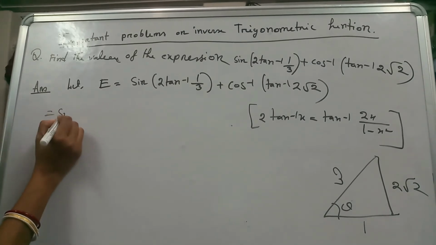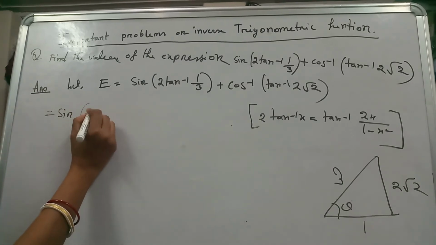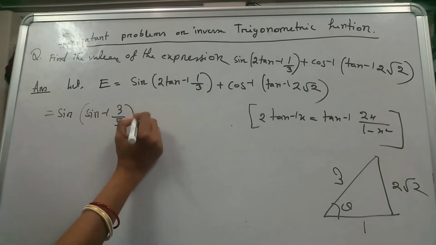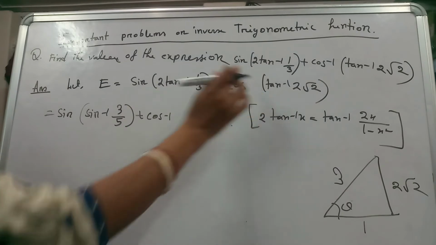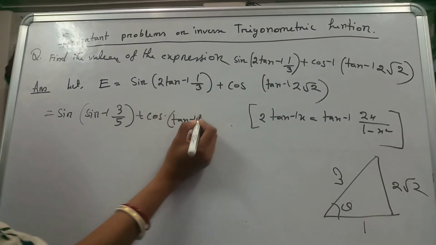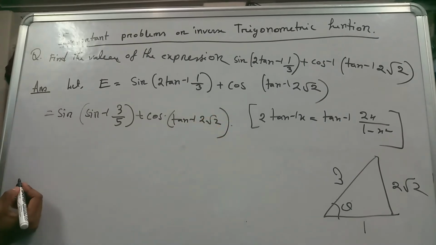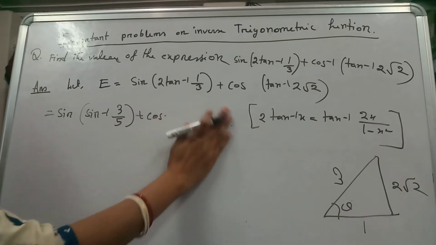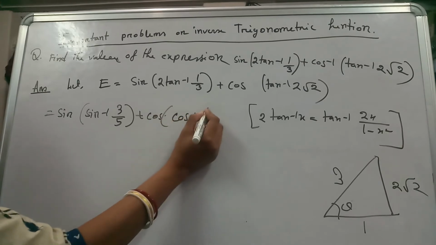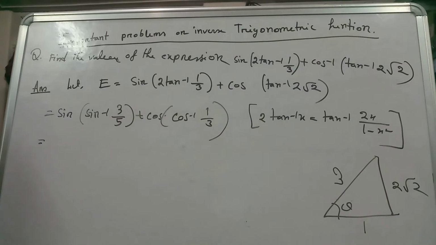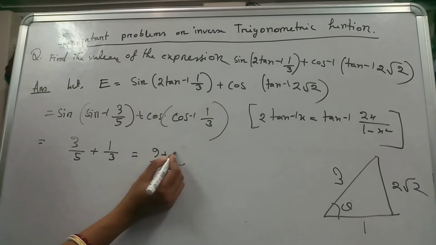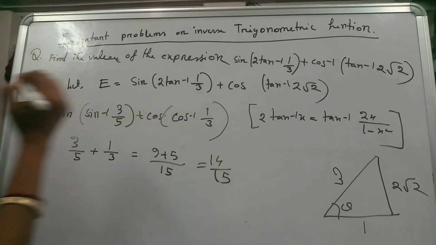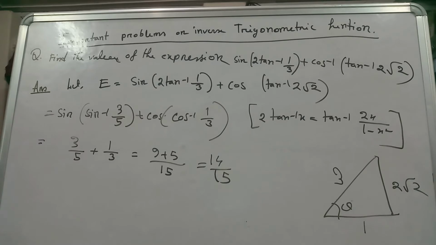As sin 2 tan inverse 1 by 3 means sin of sin inverse 3 by 5, plus cos of cos inverse 1 by 3. Therefore 3 by 5 plus 1 by 3 equal to 9 plus 5 over 15, equal to 14 by 15. This is a very important question which is also an NCERT exemplar.